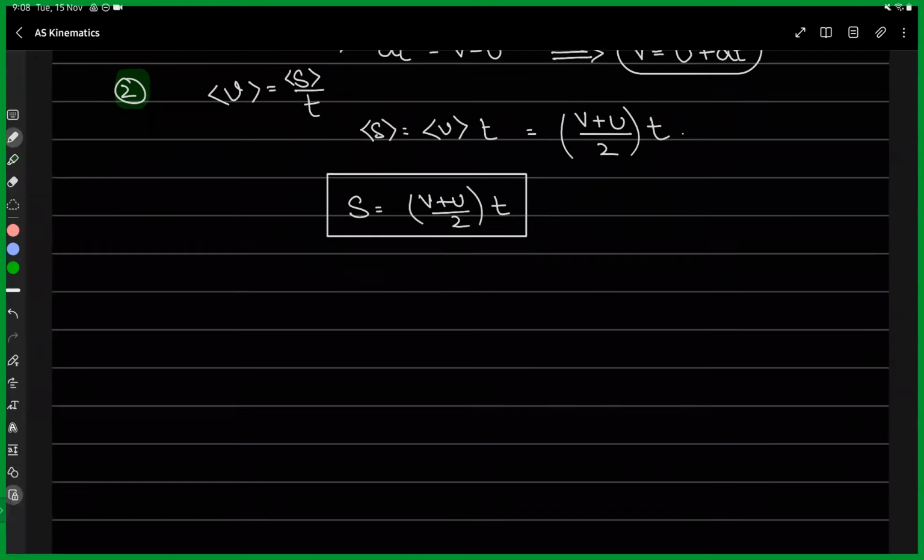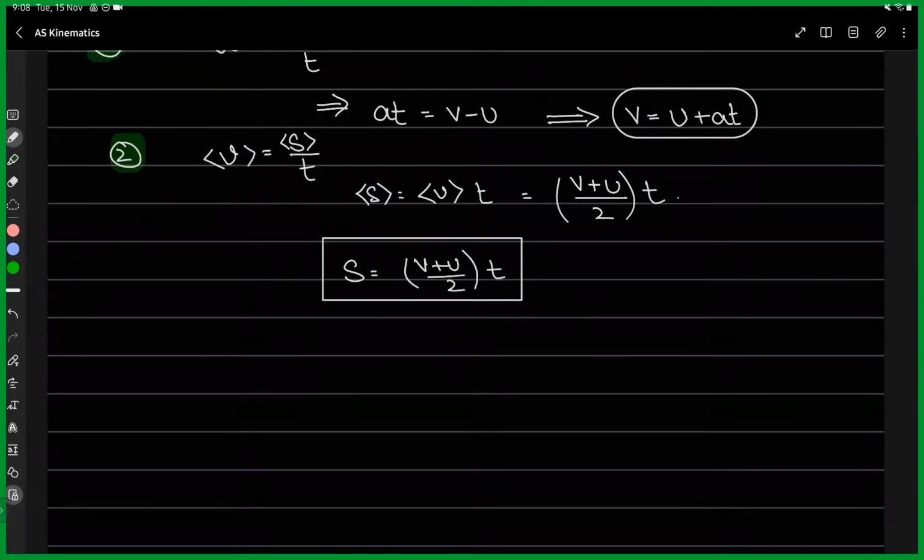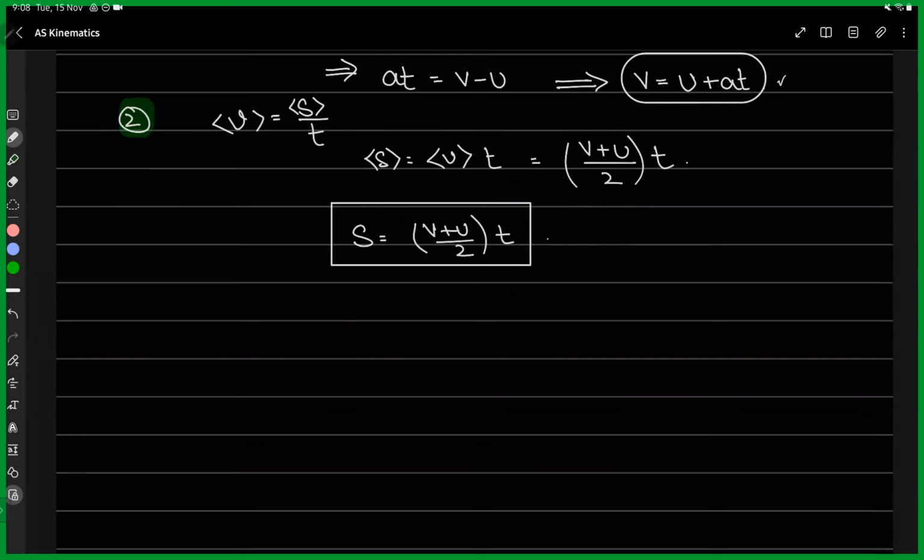All right, so let's continue. These are the two equations. Let's mark them. I'll rewrite them, as I'm going to derive the third equation of motion. So you have v is equal to u plus at, and then you have s is equal to (v plus u) over 2 times time.